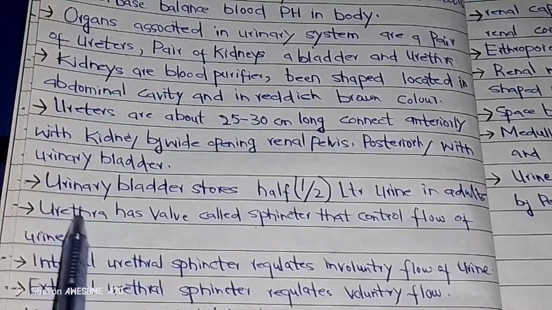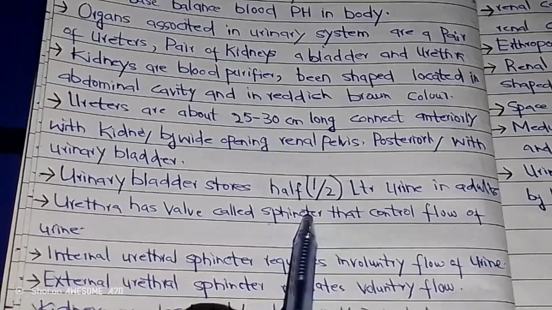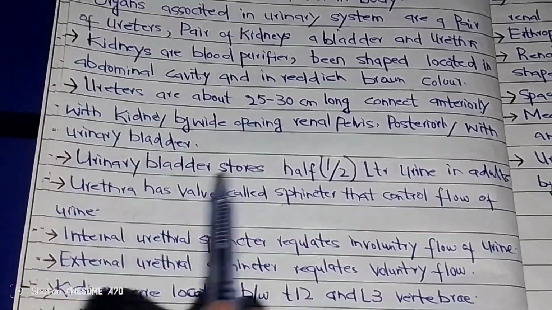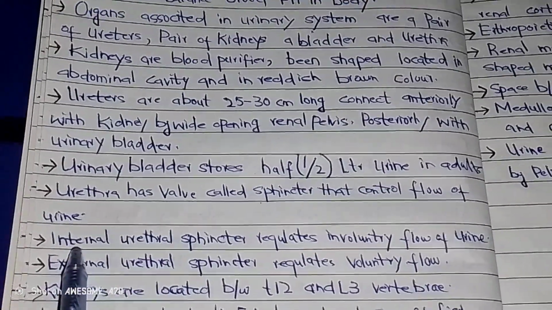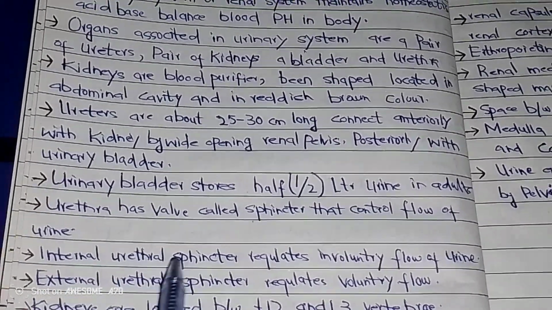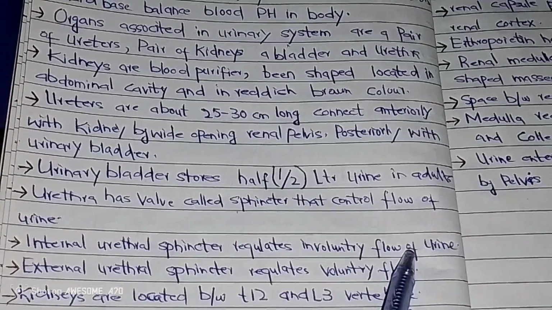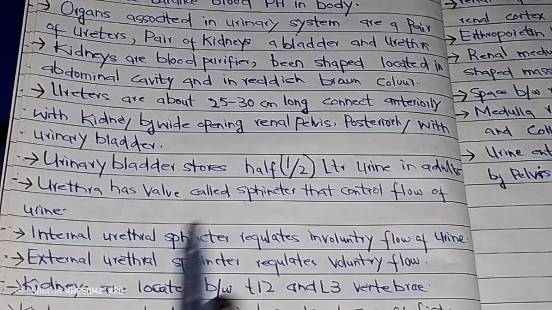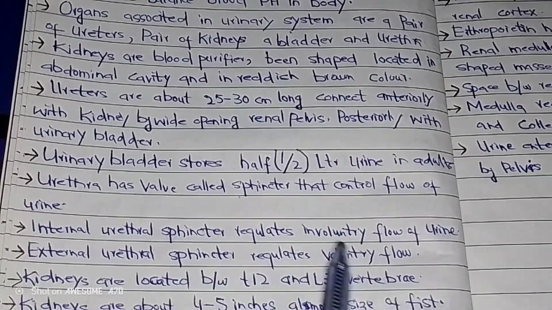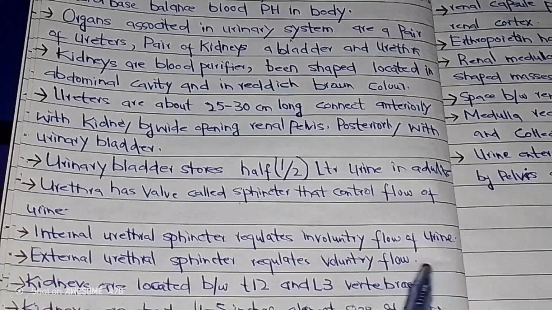And the urethra has valves called sphincters that control the flow of urine from the bladder to the urethra, internal and external sphincter. The internal urethral sphincter regulates involuntary flow of urine from the bladder to the urethra, and the external urethral sphincter regulates voluntary flow of urine from the bladder to the urethra.